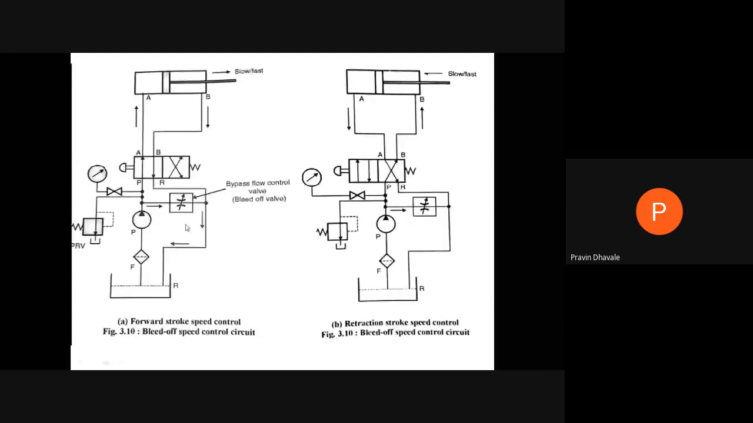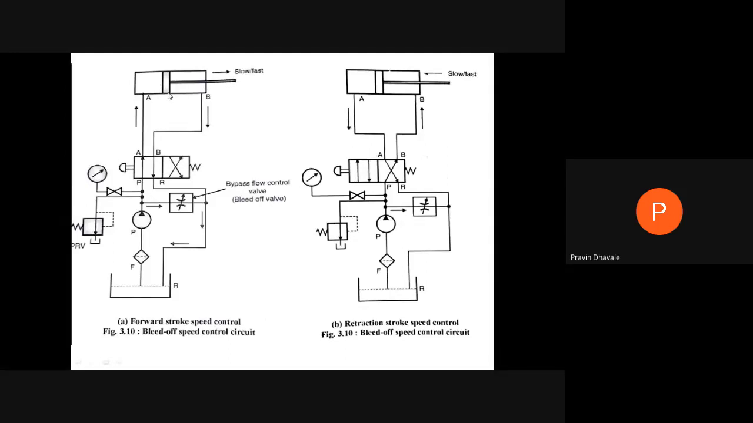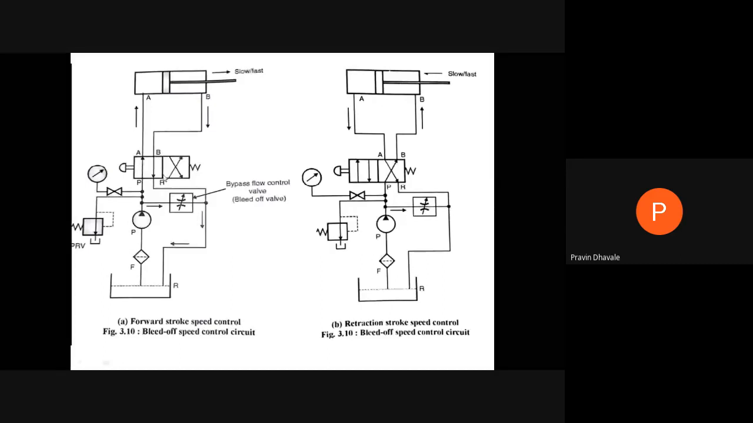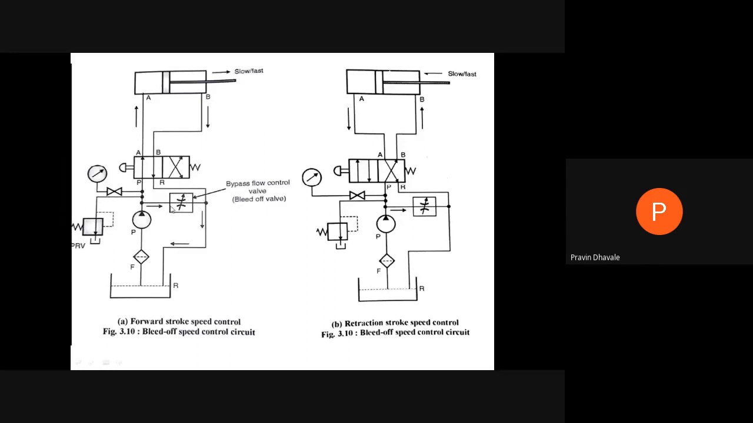Here, in this type of circuit, whatever fluid is sucked by this pump is passed to the cylinder or actuator for the forward and backward movement of the piston by using this direction control valve. But we can control the speed of the piston in either direction by using this bleed off type valve. Now, how will it be possible here? When the pump is operating, at that time fluid is sucked from the reservoir through this filter.